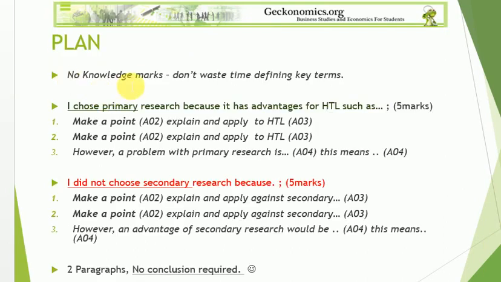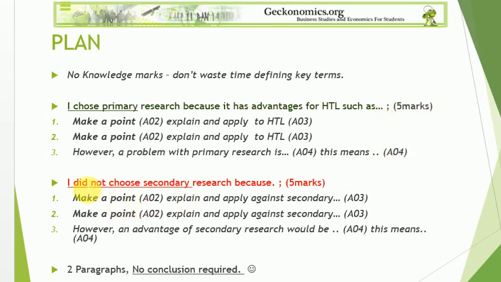Don't waste time defining key terms, no AO1 marks. Go straight into your answer. So I chose primary research because, and I would choose 2 advantages and explain that for AO3. Another point, apply that to HTL, and that's more AO3. And just at the end of that paragraph, however, a problem with primary research is it's time consuming, and this means that, and that's going to get you some AO4. That's 5 marks for that paragraph.